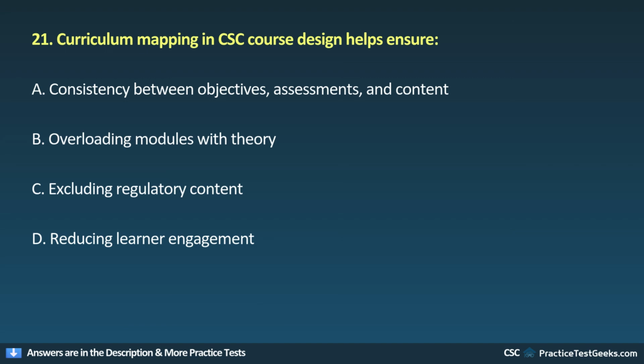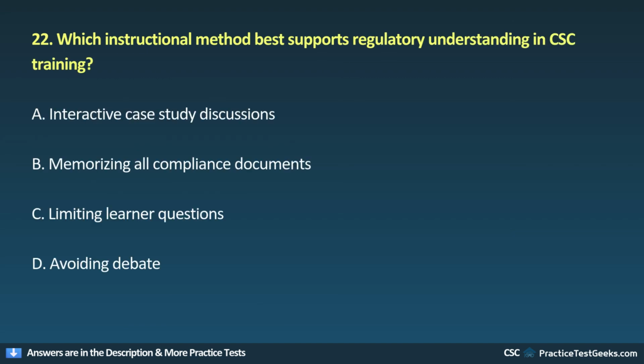21. Curriculum mapping in CSC course design helps ensure A. Consistency between objectives, assessments, and content. B. Overloading modules with theory. C. Excluding regulatory content. D. Reducing learner engagement.